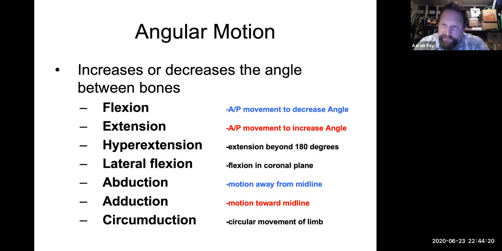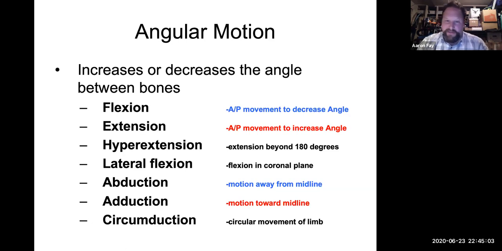Now, angular motion is probably one of the most used classifications. We're going to spend a good deal of time talking about this. So the basic types are flexion, extension, hyperextension, lateral flexion, abduction, adduction, and circumduction. What I have written over here on the right-hand side is a bit of a cheat sheet. It is not explicitly correct, but it gives you some idea of what I'm talking about. It's sort of a Cliff's note, but don't take this as the complete truth.